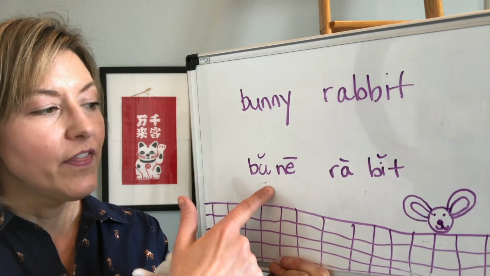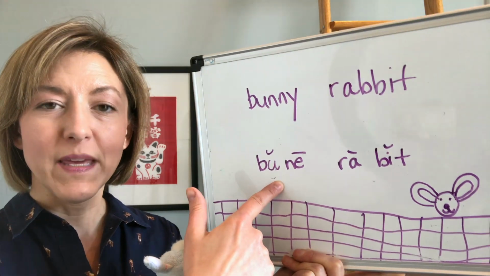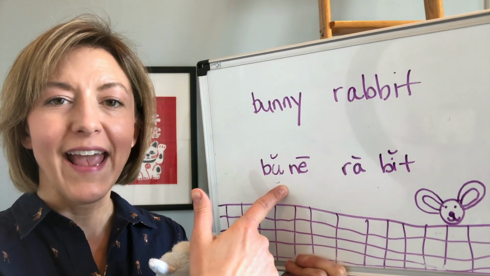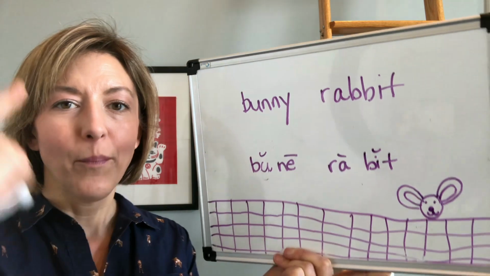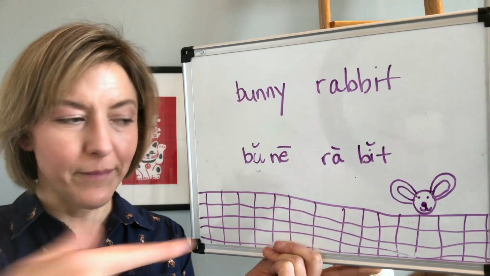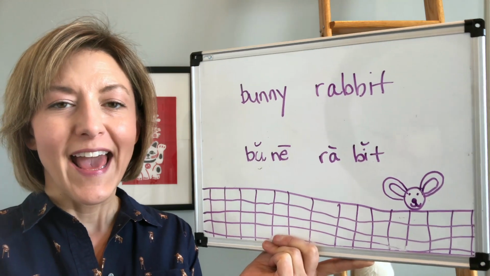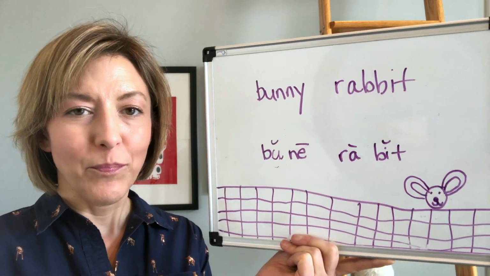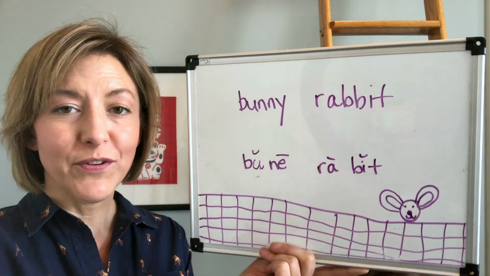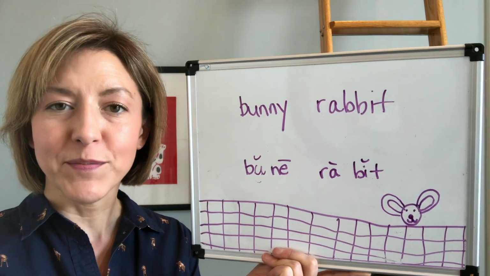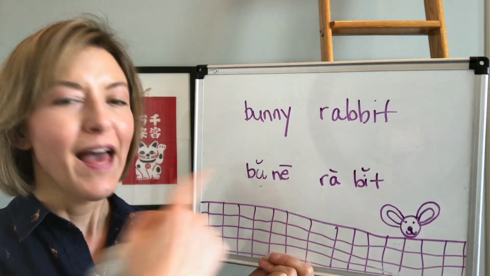Now when we put this all together, we're going to make this a compound noun, and to do that, this word bunny is going to be louder, longer, and higher in pitch. Bunny, rabbit. And rabbit is going to be shorter, softer, and lower in pitch. We're also going to link those two words together so there's no pause between them. Let's give it a try.